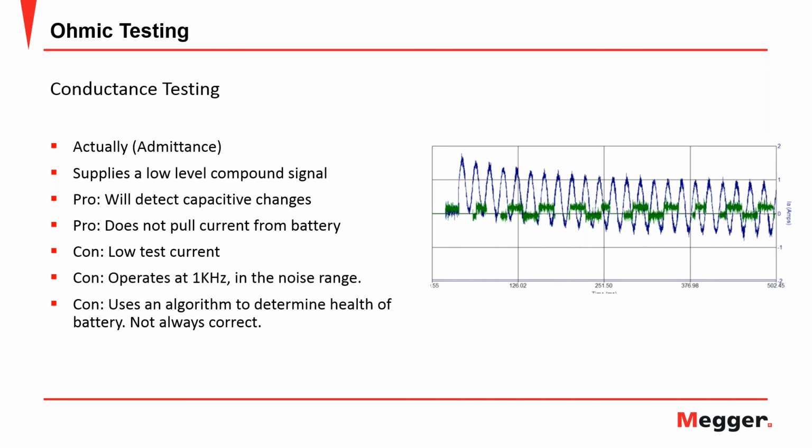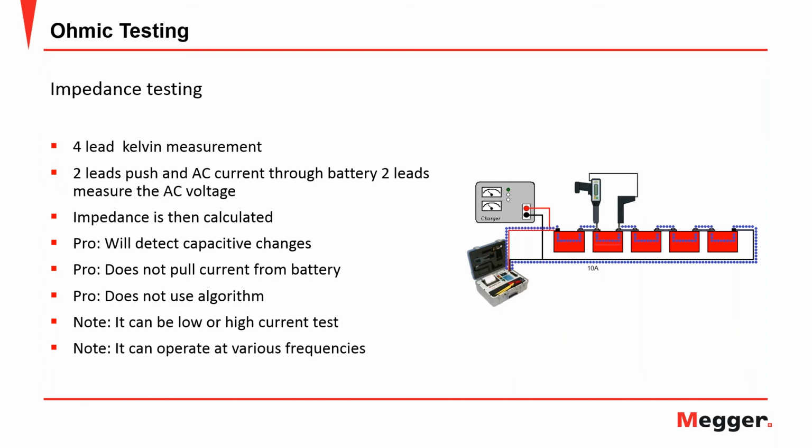Impedance testing, that's a 4-lead Kelvin measurement. 2 leads push AC current through the batteries, and 2 leads measure the AC voltage across the battery. And therefore, the impedance is then calculated. Pro, it will detect capacitive changes. It doesn't pull current from the battery, and it doesn't use an algorithm. It's a direct measurement.